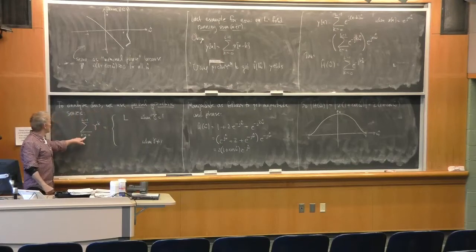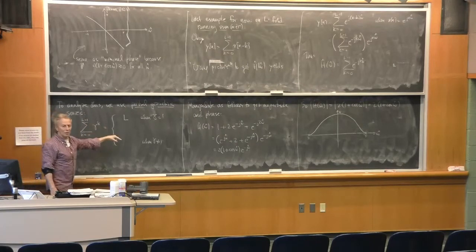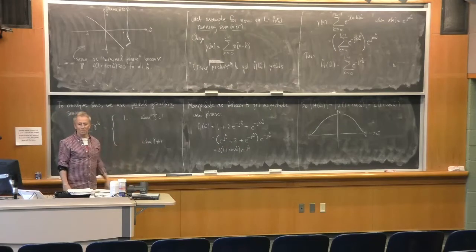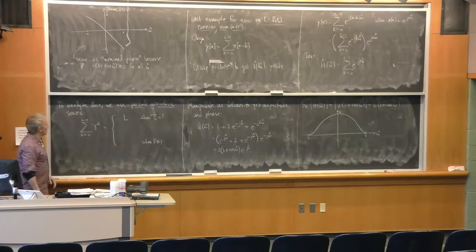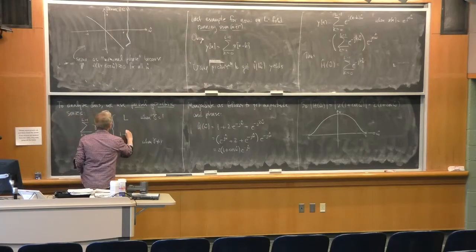Why? Because when gamma equals 1, the sum from k equals 0 to L minus 1 of gamma to the k is just 1 plus 1 plus 1 plus 1 plus 1, L times. Simple as that. Now when gamma is not equal to 1, it's a little more complicated. It turns out to be 1 minus gamma to the L divided by 1 minus gamma.